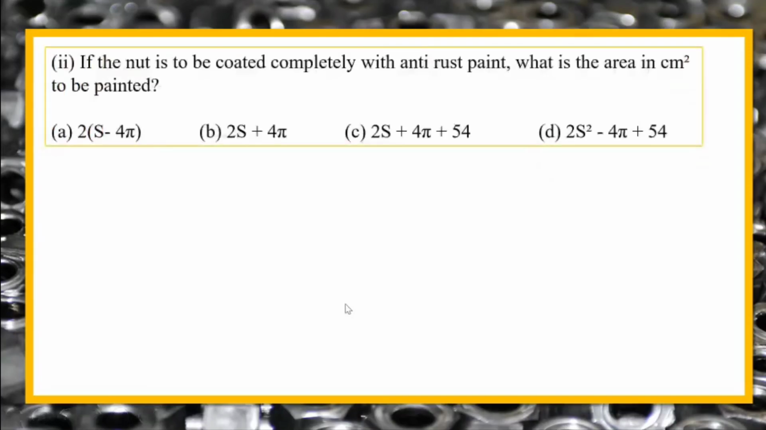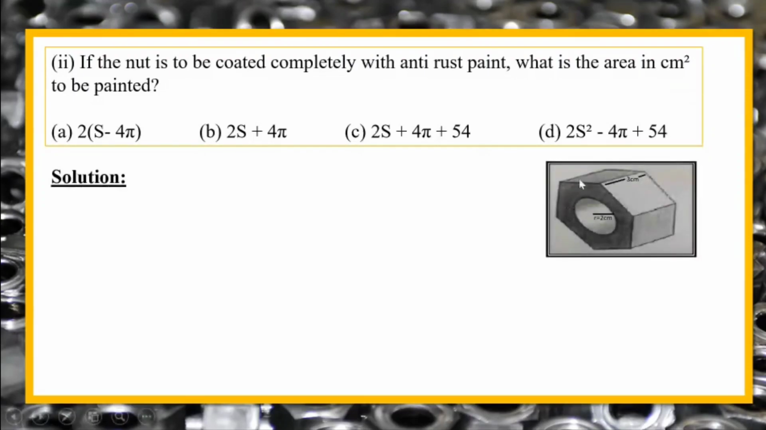Let us come to the second subpart now. If the nut is to be coated completely with anti-rust paint, what is the area in centimeter square to be painted? Now, if I want to paint this completely, again have a look at the figure. That means I need to paint these six square faces which form the hexagonal body. I need to paint this hexagonal base, but from this I'll have to subtract this circle. Exactly the same I'll have on the opposite side, the top portion of the nut. Then I'll also be painting the inner side of the cylinder.